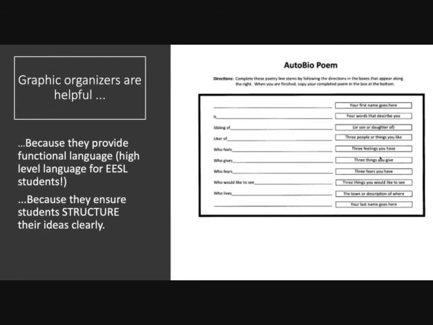So the very first time you teach students how to write a structure, it's a great idea to have a graphic organizer. So this one, if the kids fill them in: your first name, 4 words that describe you, sibling of or son or daughter of, 3 people or things you like, 3 feelings you have, 3 things you give, 3 fears you have, 3 things you'd like to see, town or description of where, and your last name. You filled in the poem, right? It's all there.